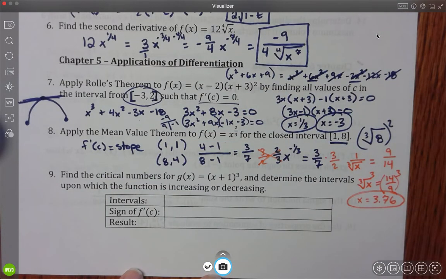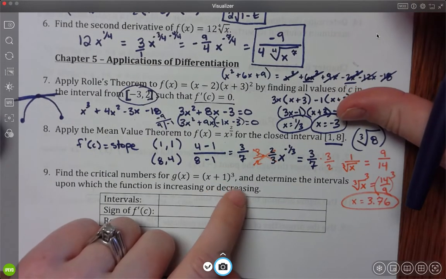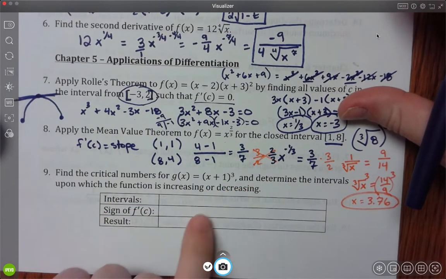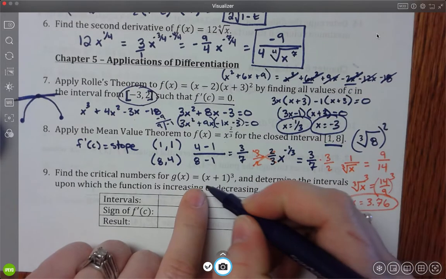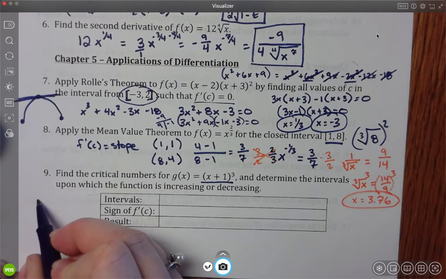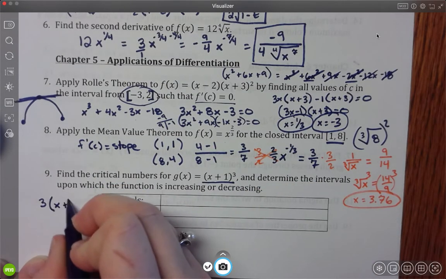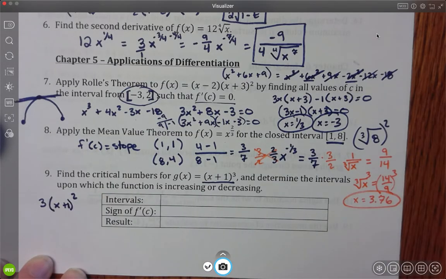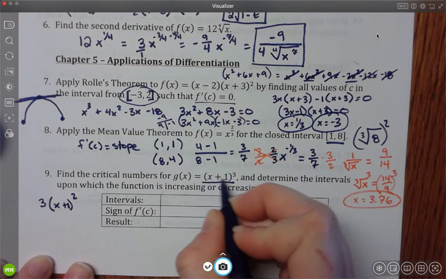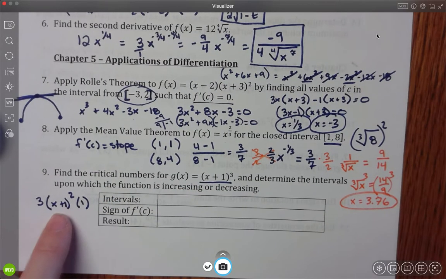Okay. All right. Number 9. Find the critical numbers of this function. So we're trying to figure out intervals upon which it's increasing, decreasing. That's just going to involve the first derivative. So the first derivative is 3 times x plus 1 squared, using the chain rule. Then I have to take the derivative of the inside, which is just 1, since the derivative of x plus 1 is 1.